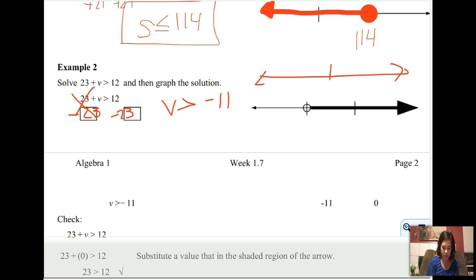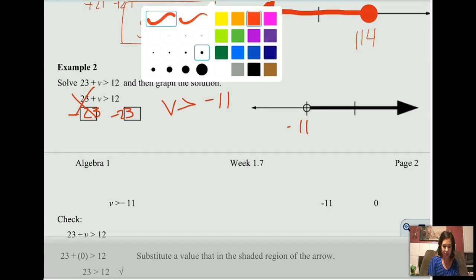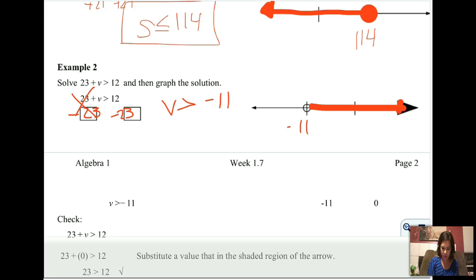Here is my number, negative 11, and I'm going to make an open circle. So I think this is a typo on their part. We're going to graph, oh no, yes, I'm sorry, it is bigger than, scratch that. Here's negative 11, and since v is greater than, we're going to shade everything to the right. So that would look like this, and it was already given to you. So anything to the right of negative 11 would be a solution.